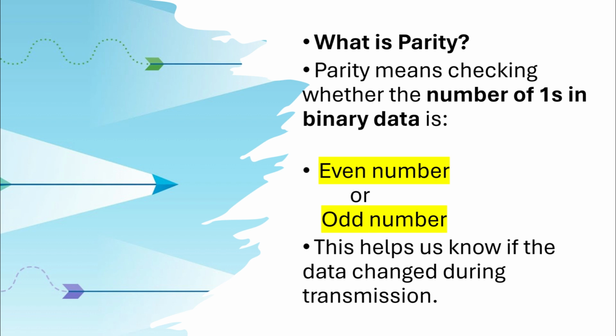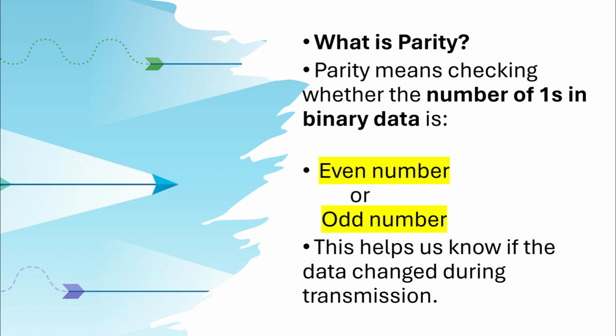Parity is a very simple idea. Are you ready? Parity just means checking whether the number of ones in binary data is even or odd. That is it. Even or odd. Let me give you an example so you understand clearly. Look at this binary number. 101. How many ones are there? Let us count together. 1, then another 1. That is 2 ones. 2 is an even number. So we say this data has even parity.